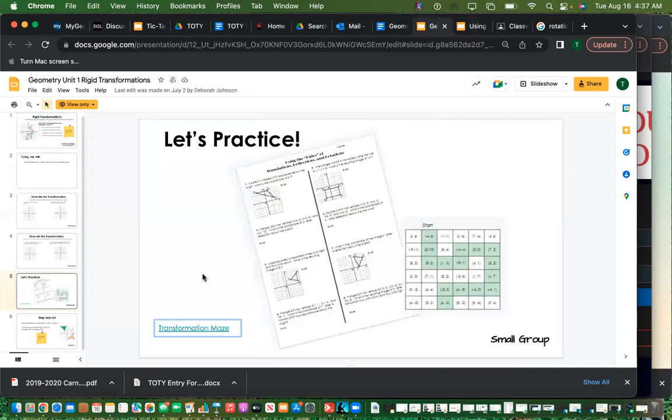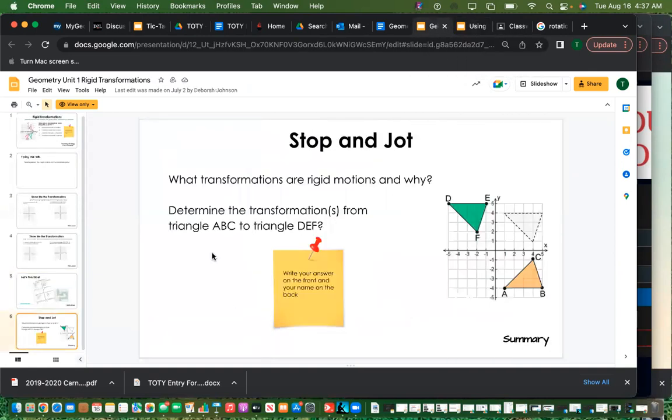Go back to this slide. And then I want you to answer this question. What transformations are rigid motions and why? So determine the transformations from the triangle ABC to DEF. Okay, write your answer in here. You're going to just open up a text box and then write your answer in here.